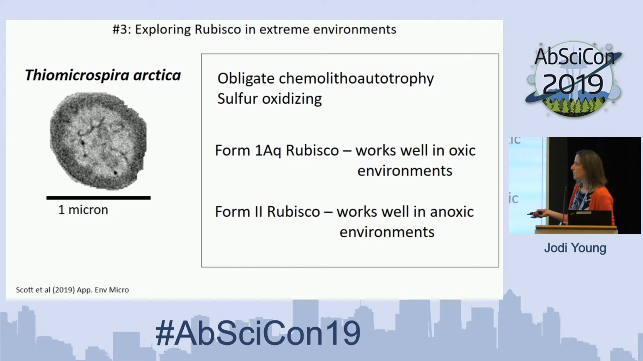And one bug I wanted to pull out in particular, because this one kept coming up, is this Gammaproteobacteria called Thiomicrospira arctica, which I stole this picture from this paper. It's an obligate chemolithoautotroph. It's sulfur oxidizing. It has 2 Rubiscos. It has a form 1 and a form 2.